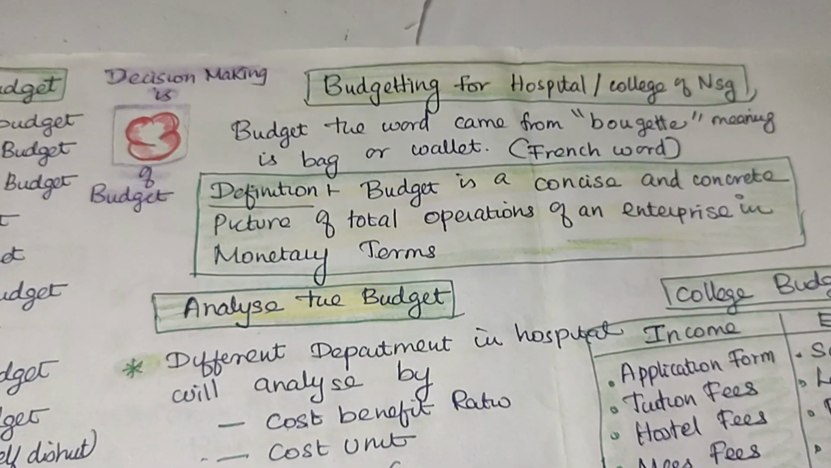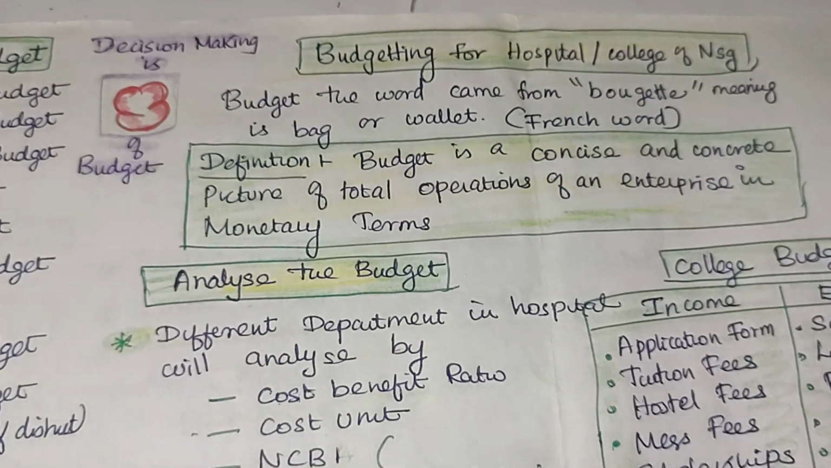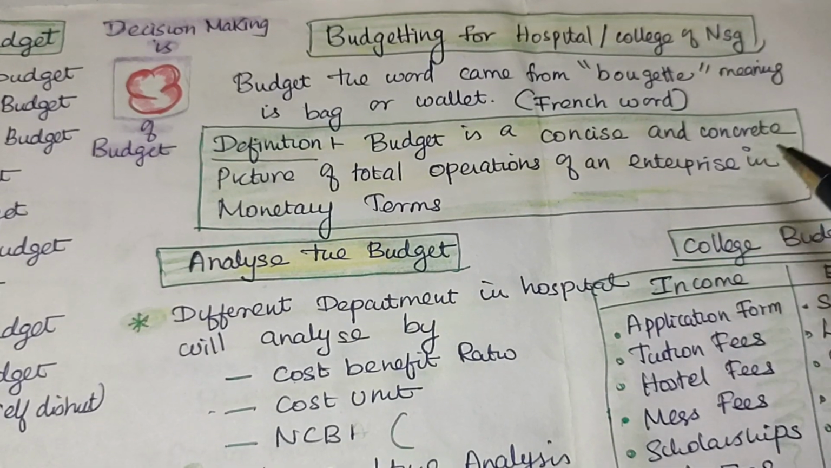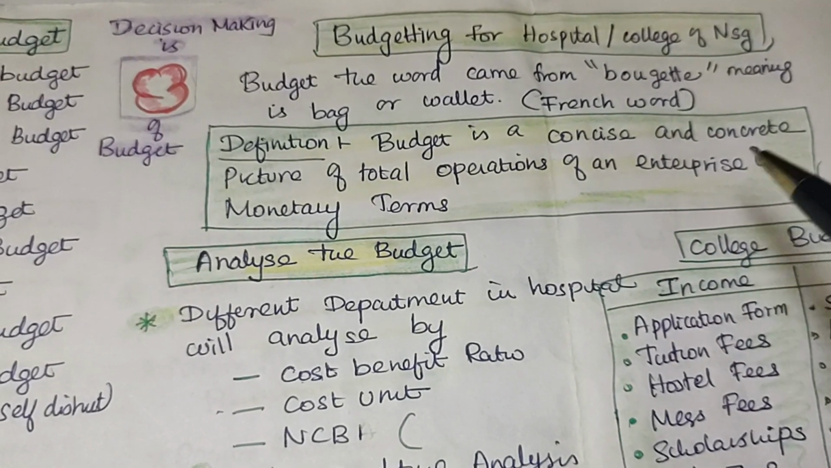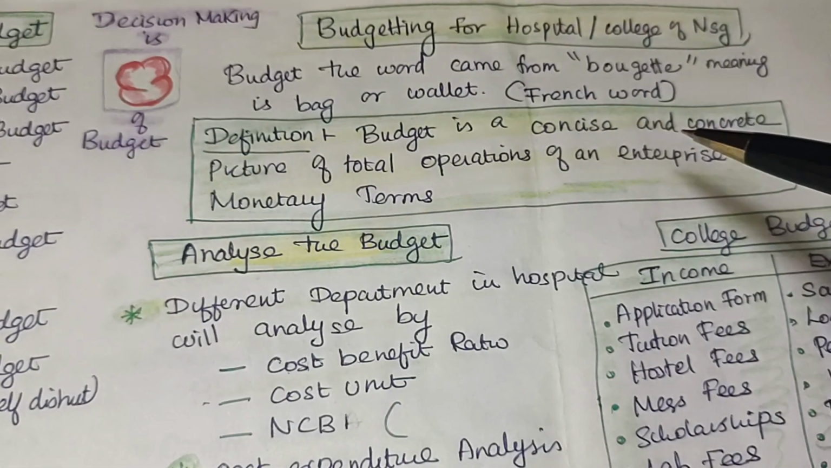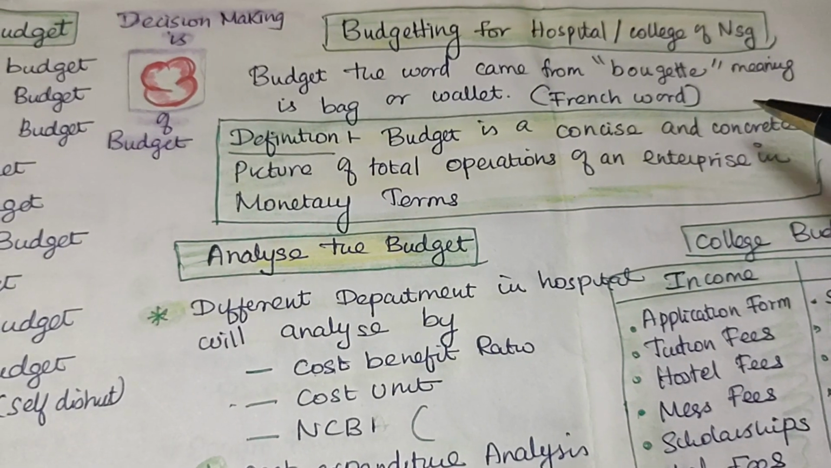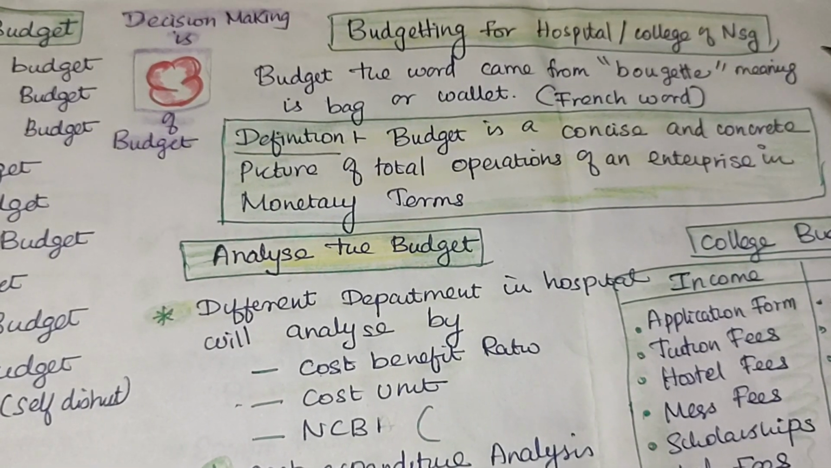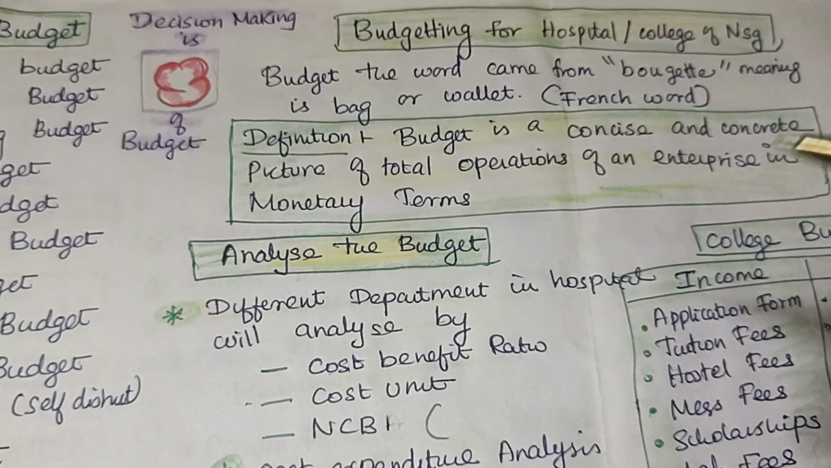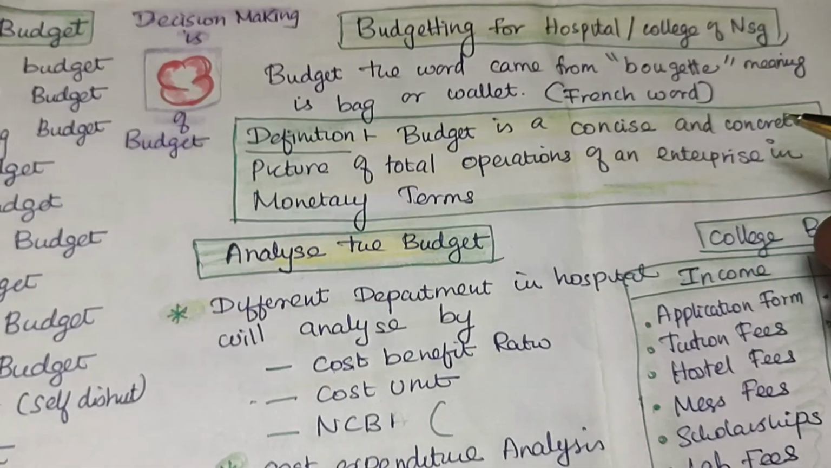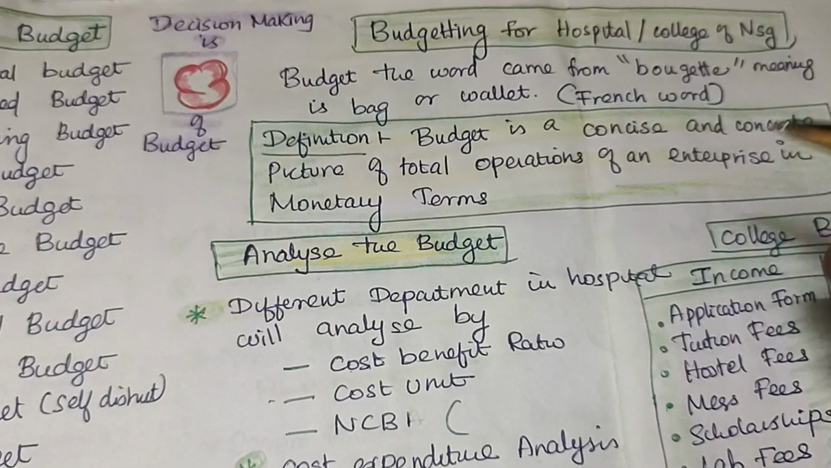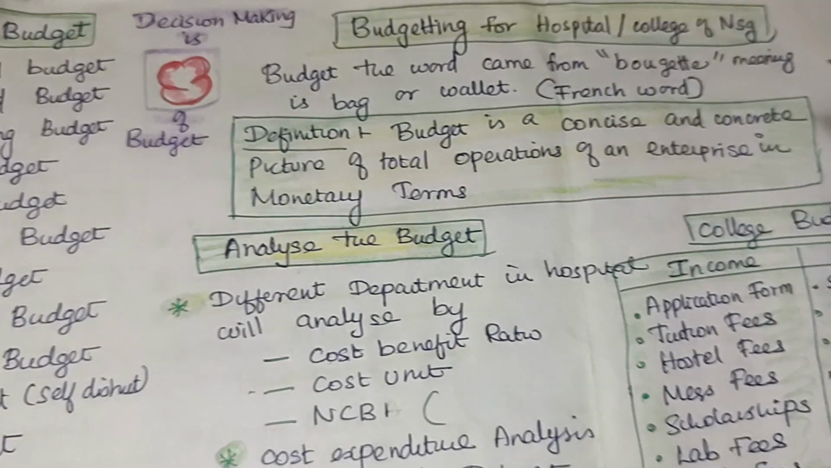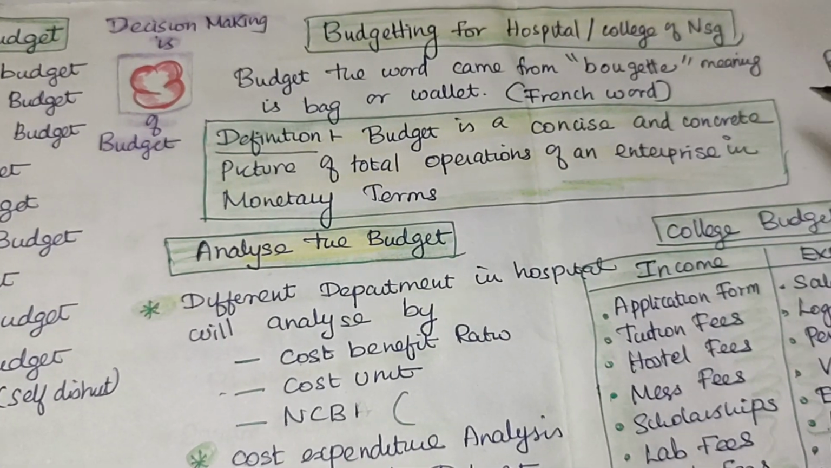Budget making for the college or the hospitals. College of nursing. The word budget came from the French word "bougette", the bag or the wallet. The man would come with a leather bag to the parliament, full of data and papers. This later on became a budget. It's literally the French word.